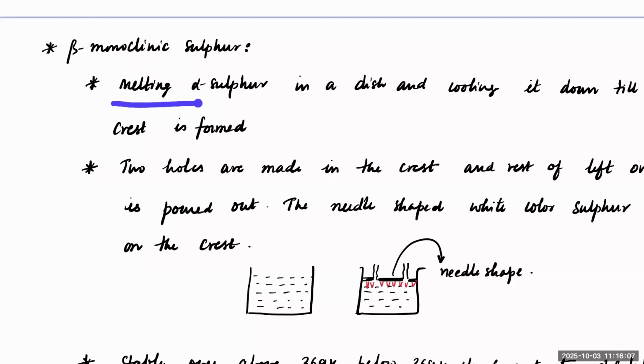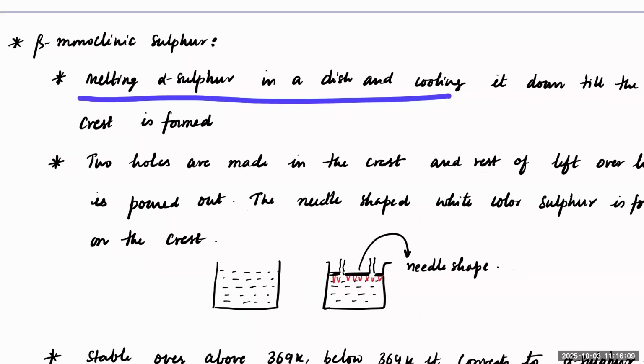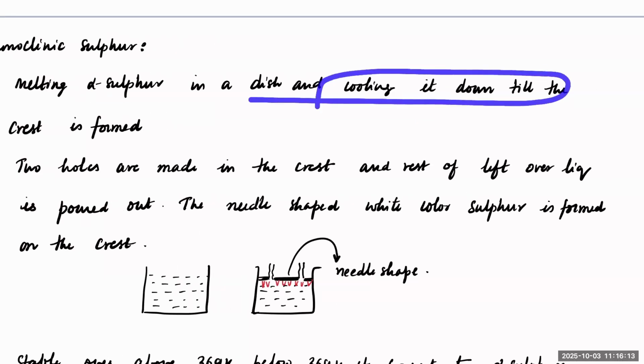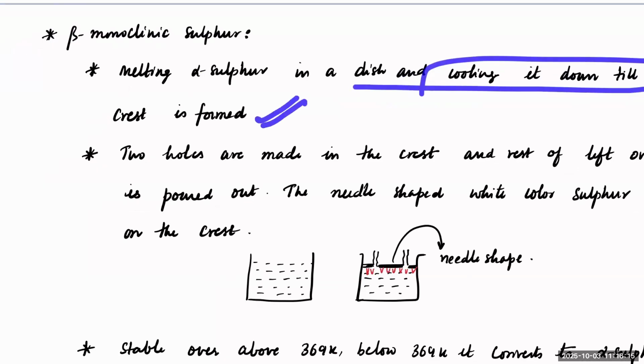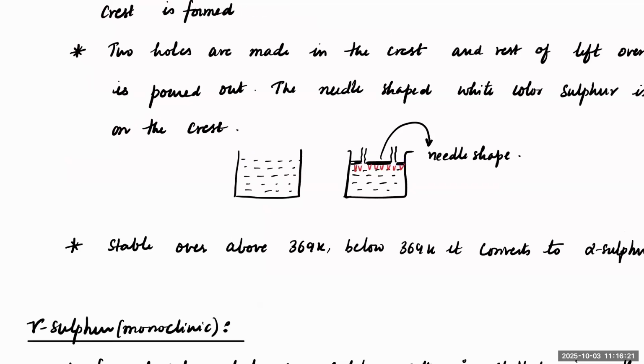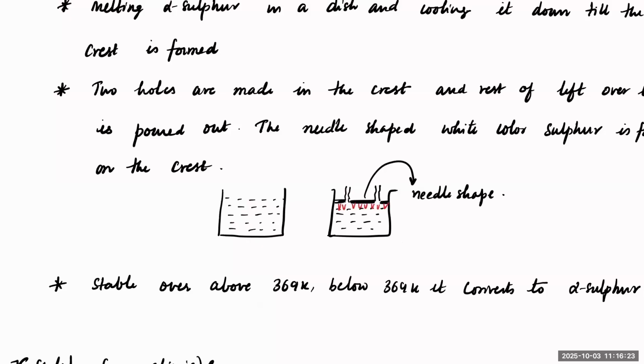And we'll take the melting of alpha sulfur in a dish and cool it down till a crust is formed like this. As we start cooling, the first crust will start forming on the surface. Crust is a solid chipping which is happening on the surface.